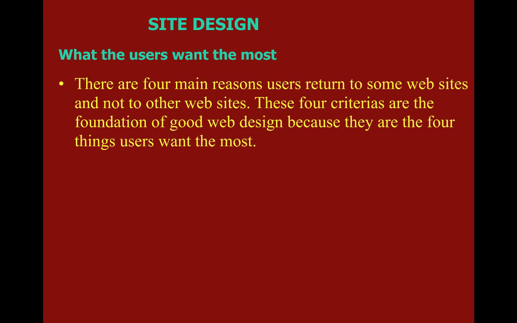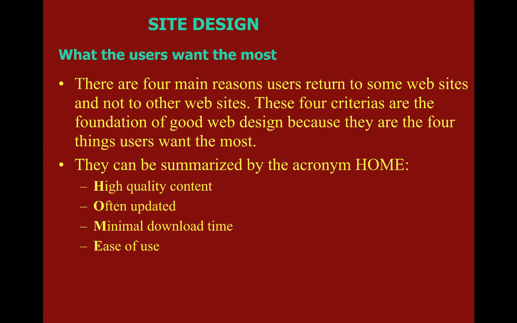So again, there are four things: high quality content. Content should be often updated. It should be minimal download time, the quick response, and ease of use. Right? For instance, you have navigation bar and so on to make it easy to navigate without getting lost, as well as the link to the home page.